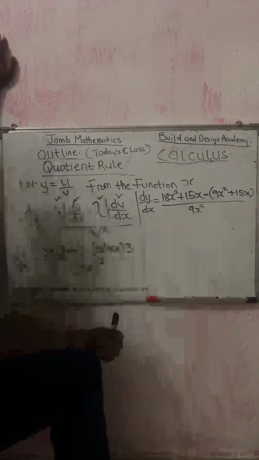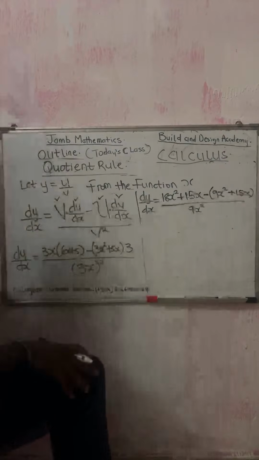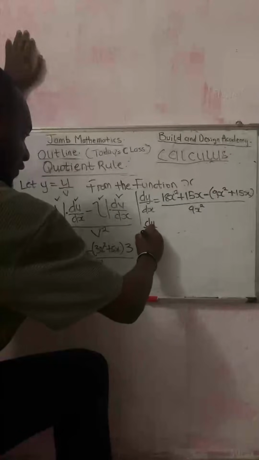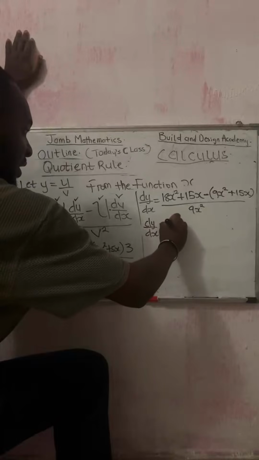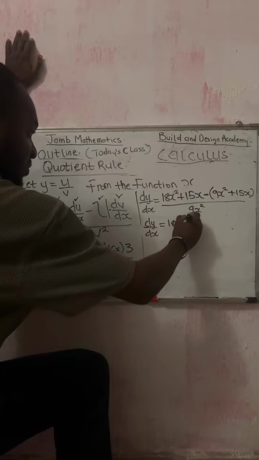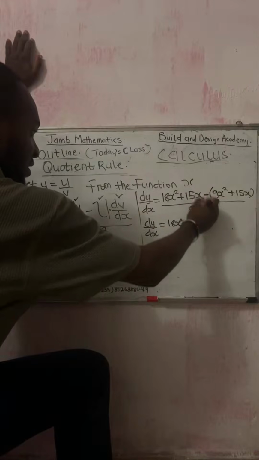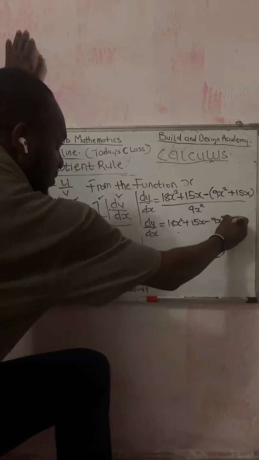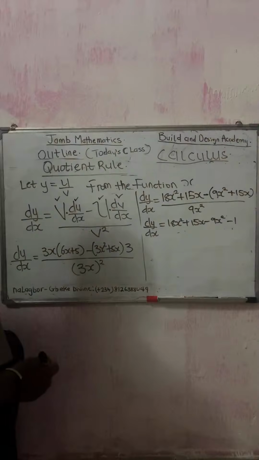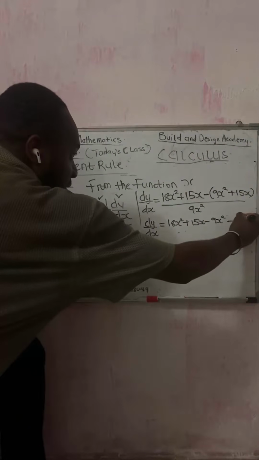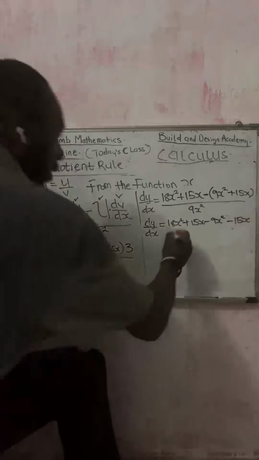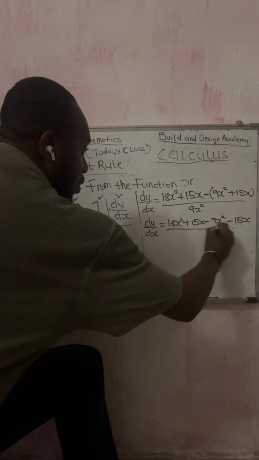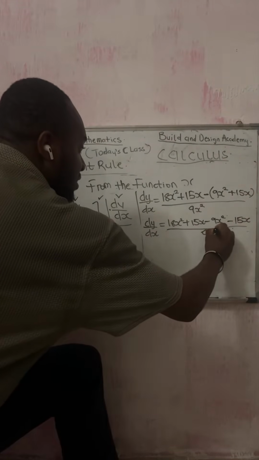9x squared. Now let's open up this bracket. We have gotten this. Now let's open up this bracket. So we have that the y all over the x will be equal to 18x squared, that is this, plus 15x, which is this, minus times this will be minus 9x squared, minus times this will be minus 15x, all over 9x squared.